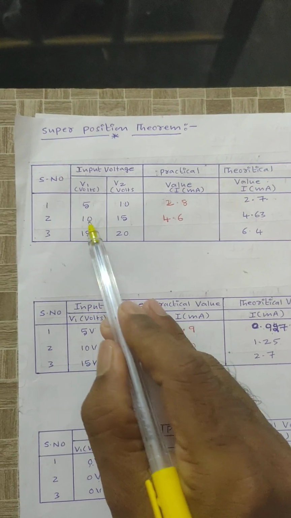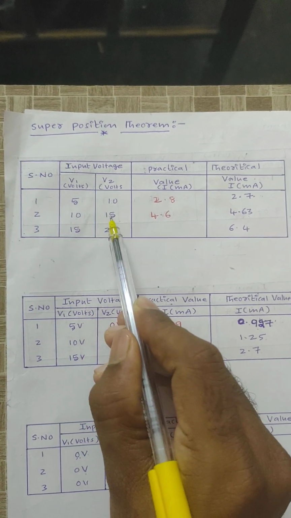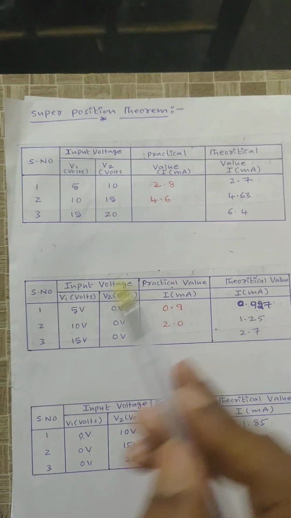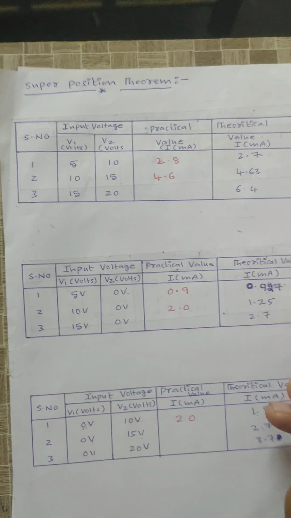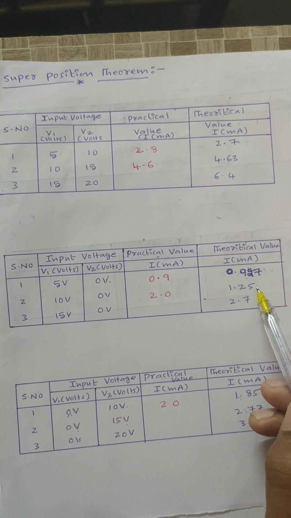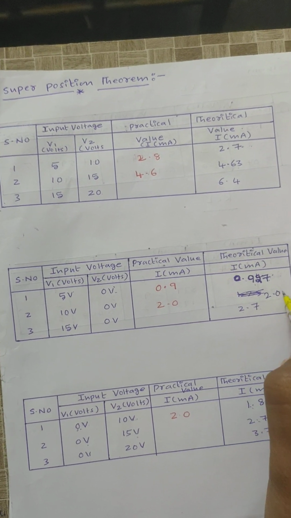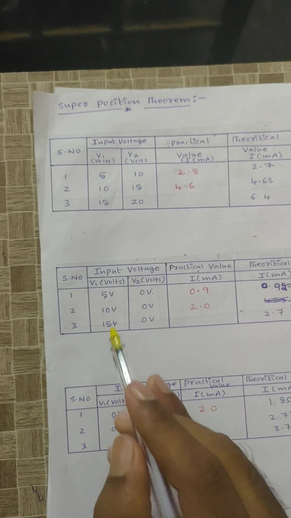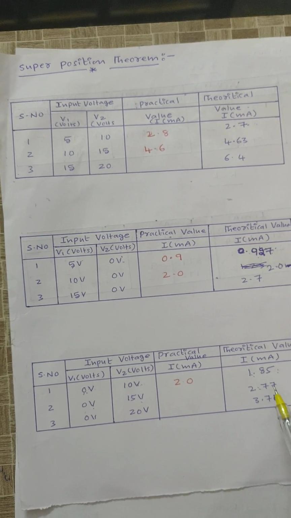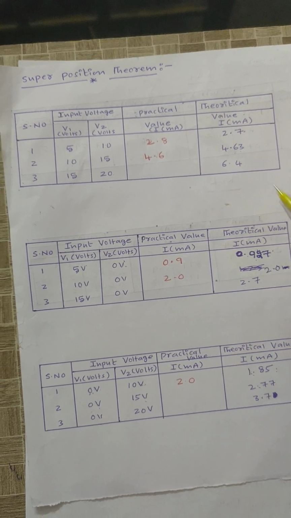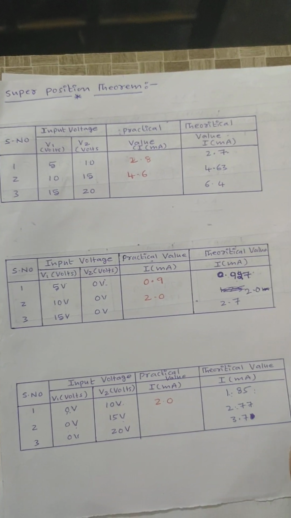Similarly, you need to calculate theoretical values when two sources are acting simultaneously, 10 volts and 15 volts, and you will get this current value. After that, when we consider only the 10 volt source acting alone and the second source is replaced by a short circuit, you will get this current value. I think this is around 2 milliamperes. After that, similarly, 10 volts and 15 volts, you will get 2.7, right? Then again 4.63 is equals to 2 plus 2.7, 4.7, approximately satisfied, right?